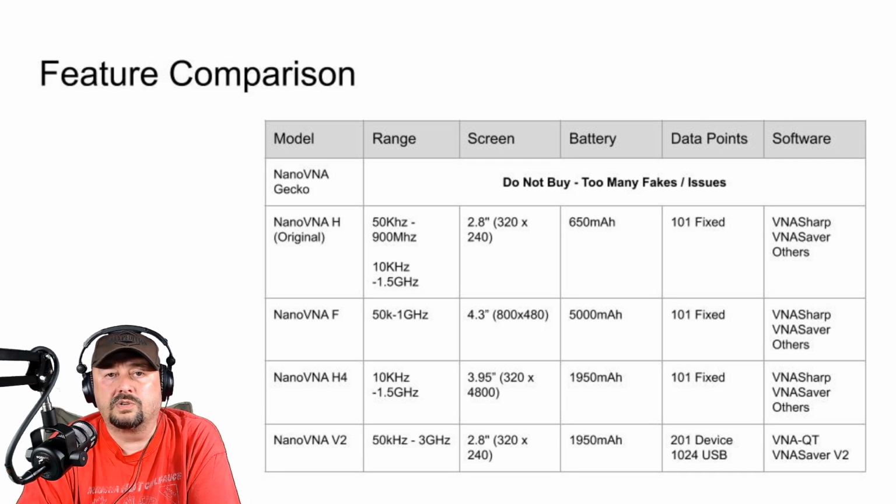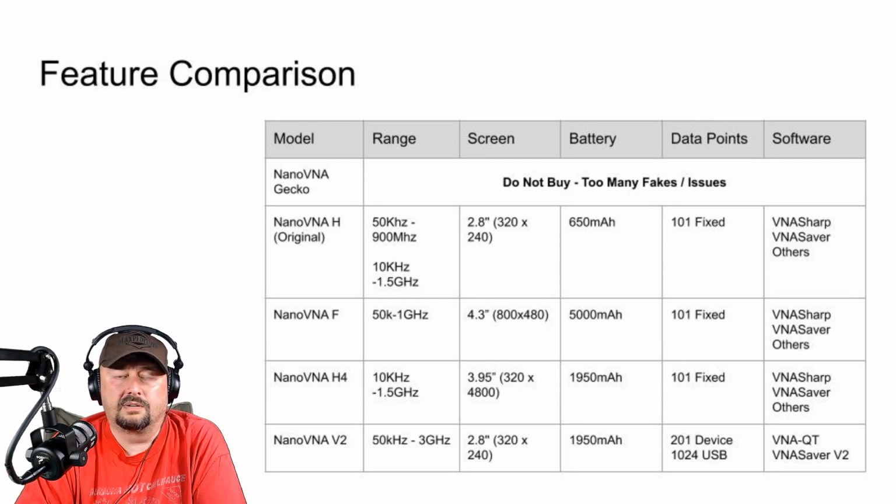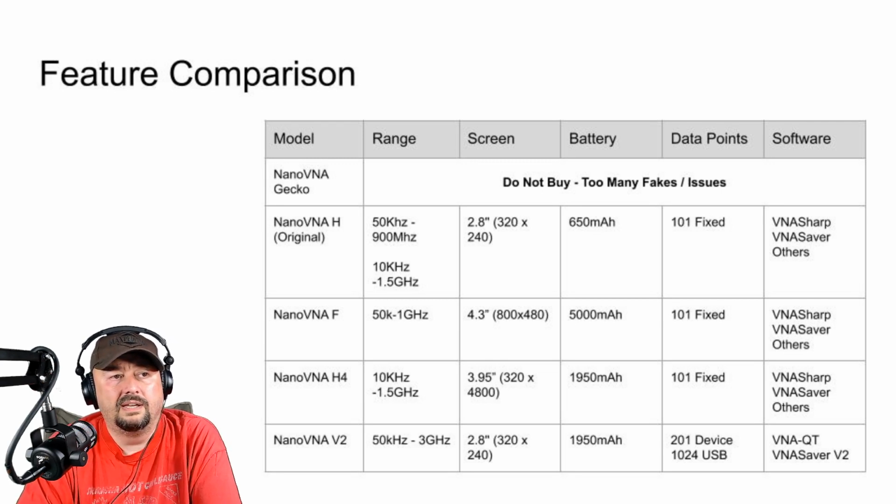It has 201 data points on the device, or 1,024 via USB. And that means that you get a much better idea of the frequencies that you're sweeping or working with, how they actually perform. That's a huge increase over the other NanoVNAs. And I'm kind of kicking myself in the pants for not buying one of these. Although it's a little small and I like the larger display, I'll probably end up getting one of these at some point in time. In terms of the software, it uses NanoVNA QT, which is a new product that I have not played with.